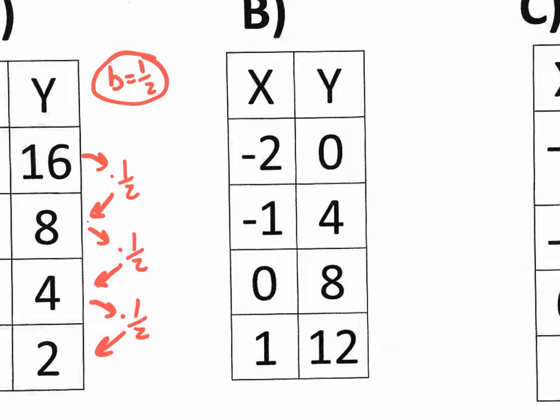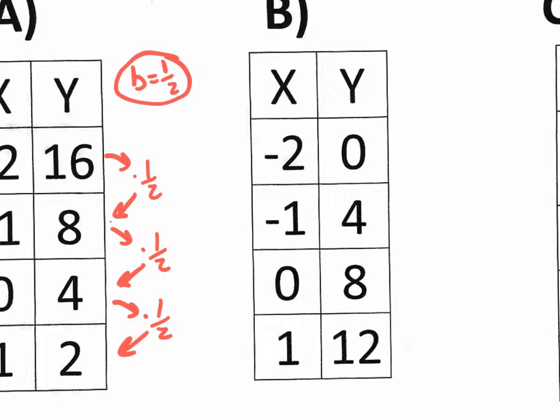Remember, an exponential growth or exponential decay, on your outputs, it's multiplying by something, right? 16 times half is 8. 8 times half is 4. 4 times half is 2. Right here, 0 times what gives you 4? It doesn't work. 4 times what gives you 8? Times 2. Okay, but then 8 times 2, does that give you 12? No, it doesn't work. So it's not growing by 2, so it's not an exponential growth factor. It's actually a line. So I guess right here, there's a common difference, not a common ratio.